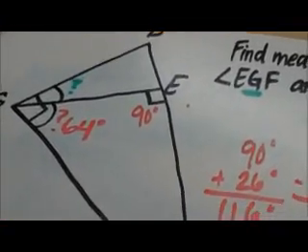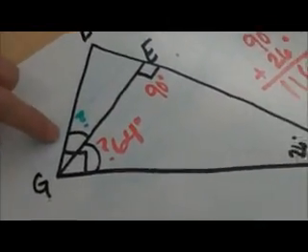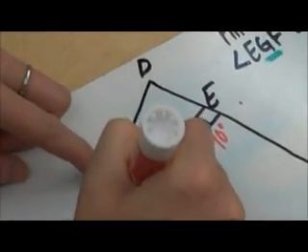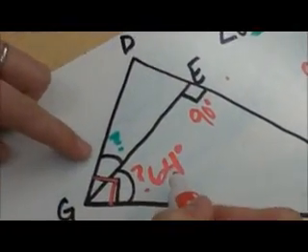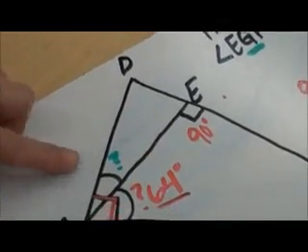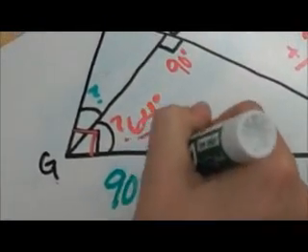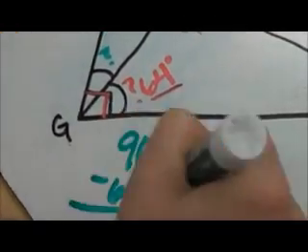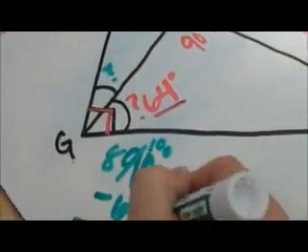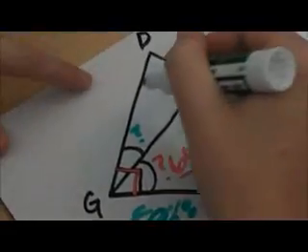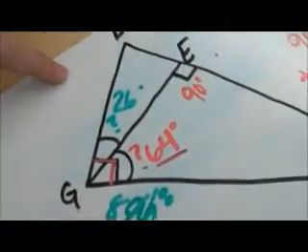So 64 degrees is angle EGF. How do we find our other little sliver here? Again, you can see that we have a right angle here. If I've already found one little piece of this right angle, which is 64 degrees, how can I find the other little piece? Well, you can take the whole, which is 90 degrees, and subtract the piece you know, which is 64 degrees, and you should get 26 degrees. So angle EGD is 26 degrees.